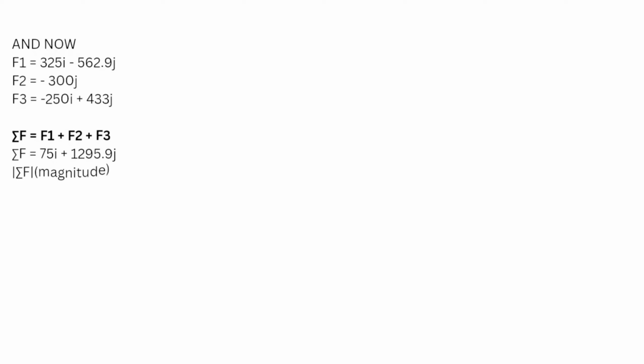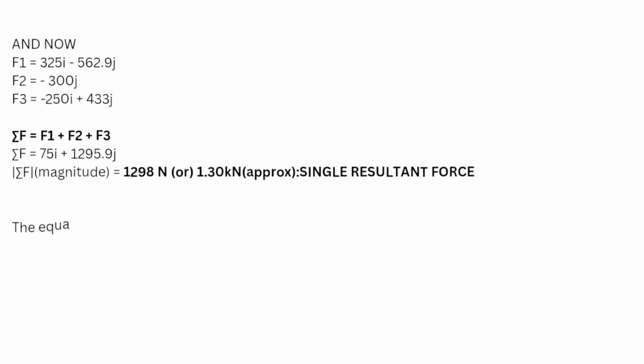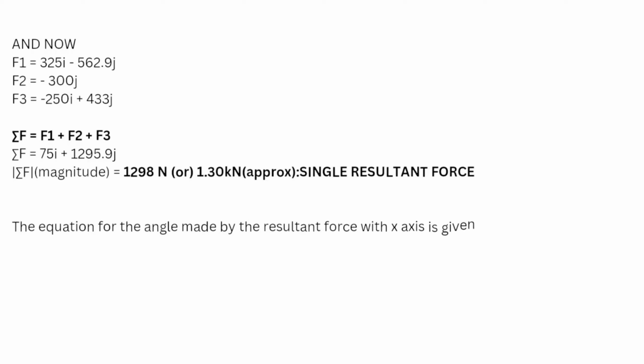Now we take i as the horizontal component and j as the vertical component. All we have to do is add the forces and find the magnitude of it to get the single resultant force, and here we get it as 1298 Newtons, or approximately 1.30 kilonewtons.